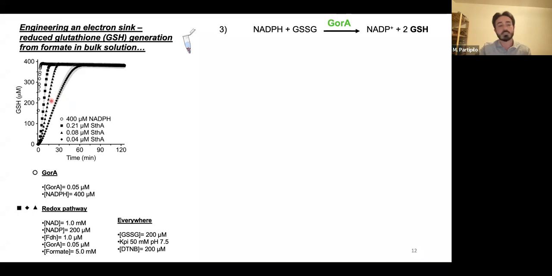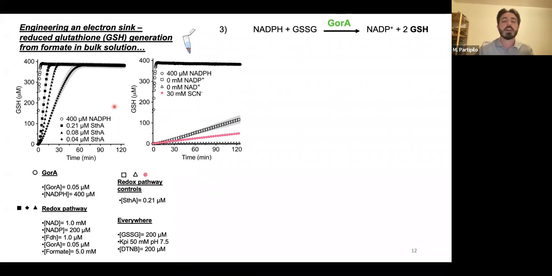And in this case, we show how changing the amount of one of the three enzymes, the transhydrogenase, we could observe a different reaction rate. So according to the amount of transhydrogenase we used, we had a full reduction of our glutathione pool that went from 15 minutes with 0.2 micromolar STH to 1 hour using 5 times less enzyme.